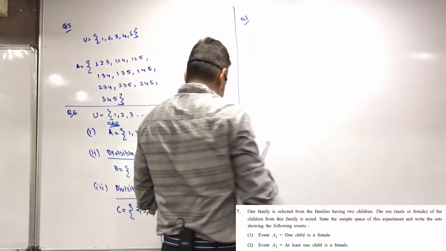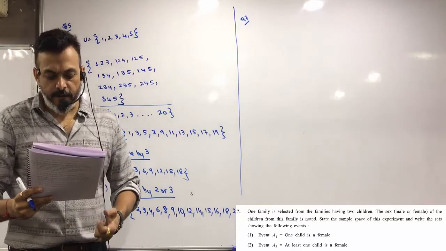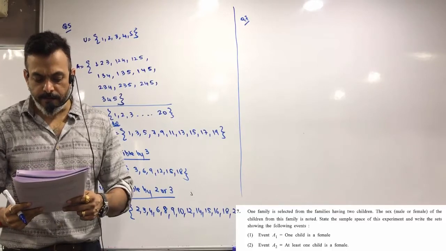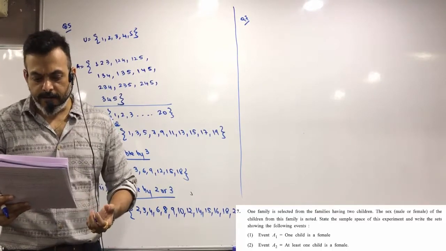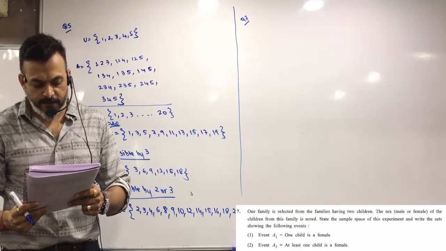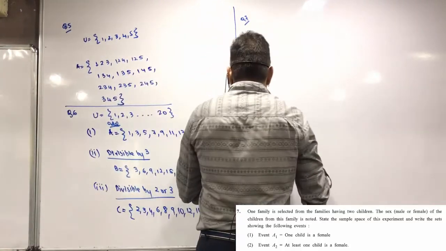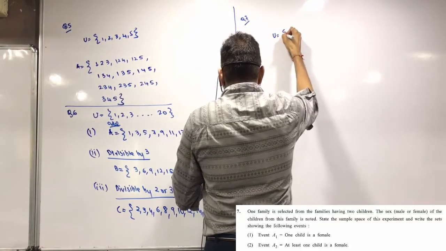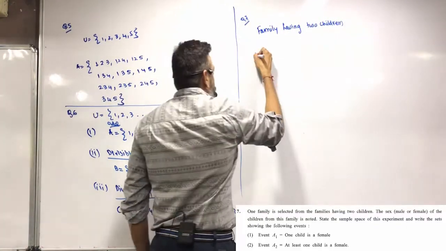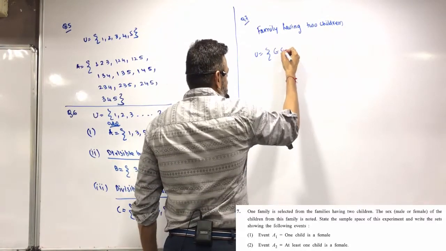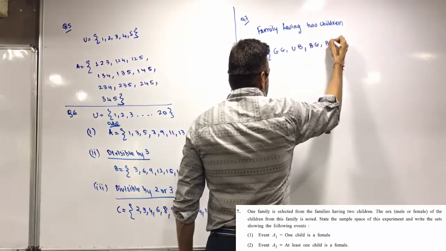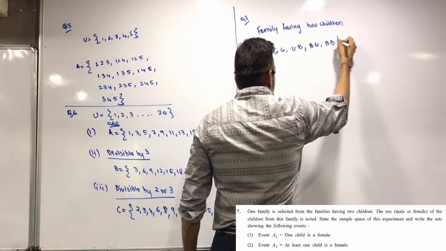Question 7. One family is selected from families having 2 children. The sex, male or female, of the children from this family is noted. State the sample space of the experiment and write the set showing the following events. Event A1. Now first let's find out U. Family having 2 children. So U is equal to, it can be girl, girl, okay, girl, boy, then boy, girl, and then boy, boy. So these are the 4 options.